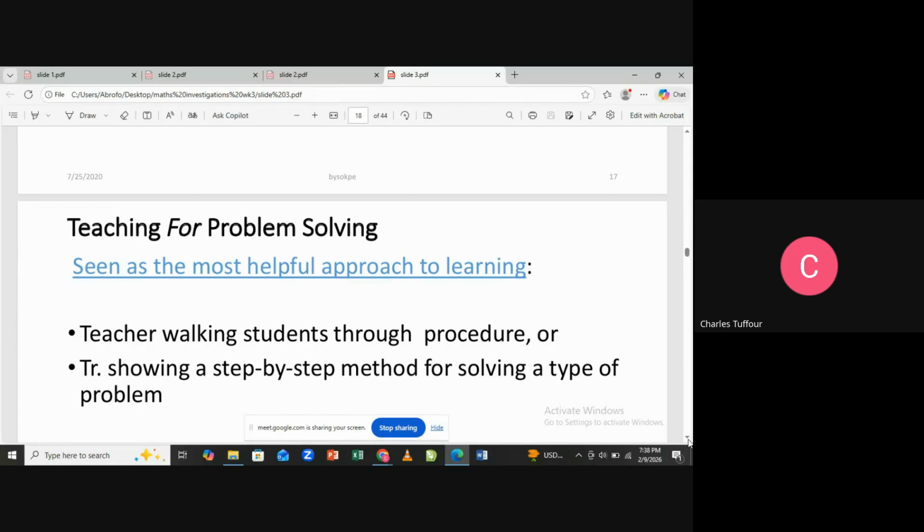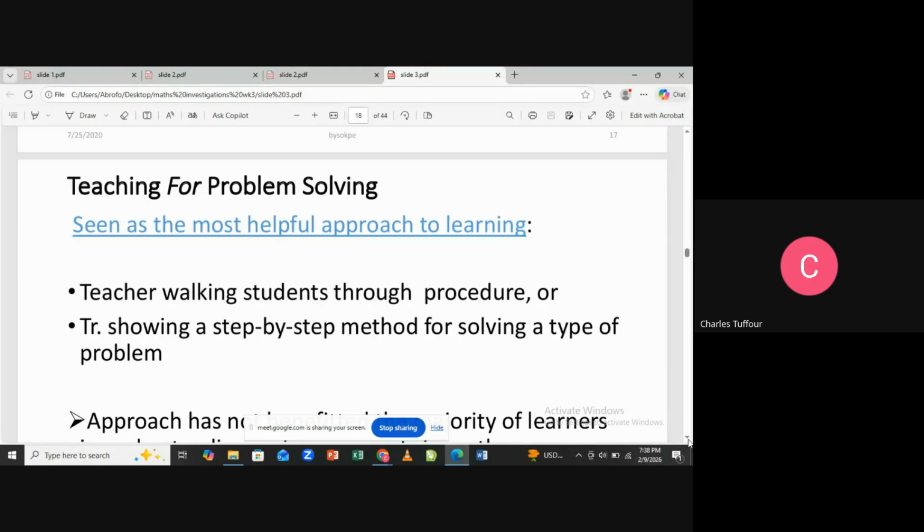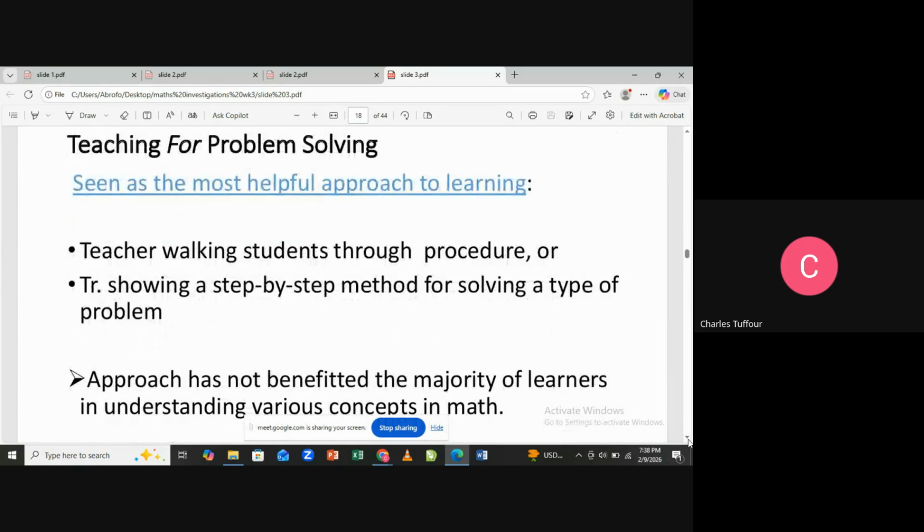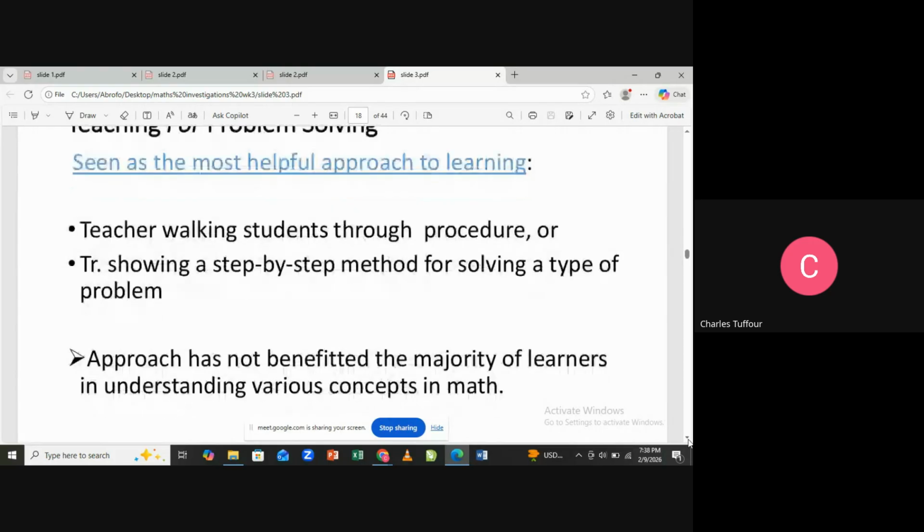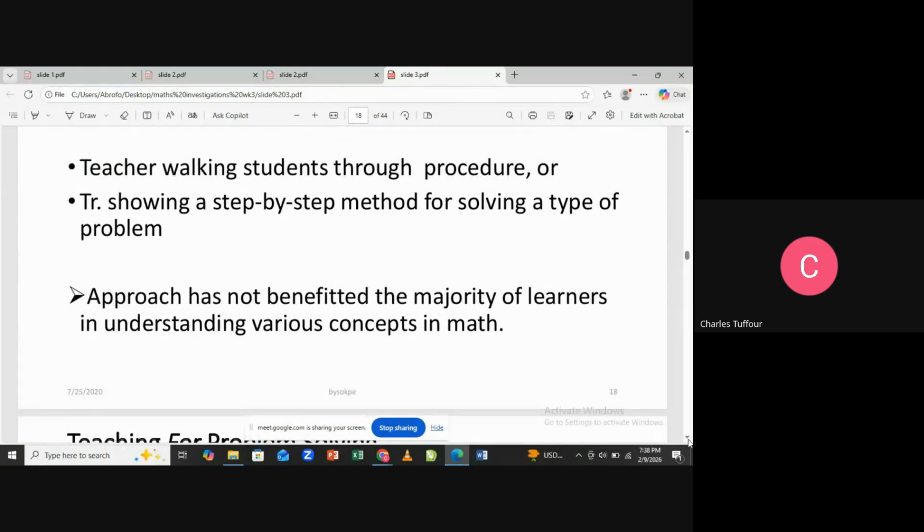Seen as the most helpful approach to learning: the teacher walking students through a procedure, or the teacher showing a step-by-step method for solving a type of problem. So all these fall under teaching for problem solving. The teacher will take students through the procedure, how to use the procedure, the step-by-step method for solving a particular problem. This approach has not benefited the majority of learners in understanding various concepts in maths.